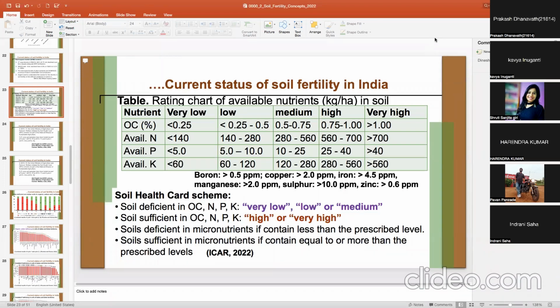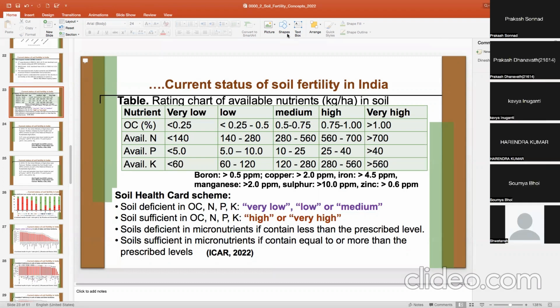Yes, Indrani, speak. I am trying, but the network is not there. That's why I cannot join. Okay. Shruti? Yes sir, in Jharkhand campus the network connection is very poor. Okay, I heard it. Thank you.